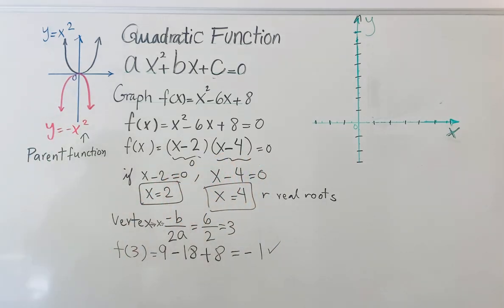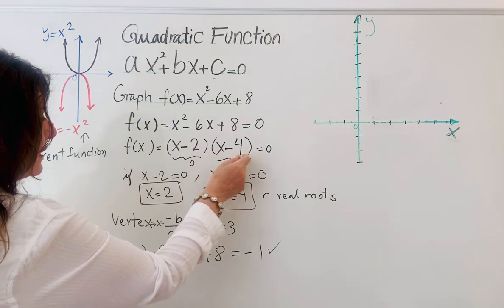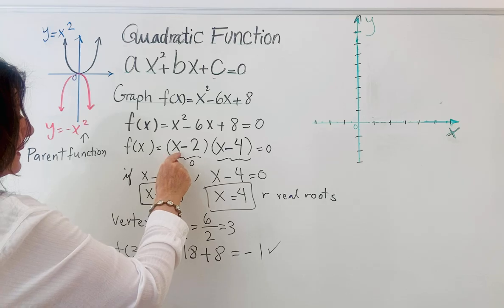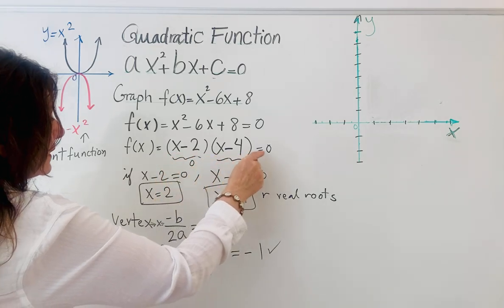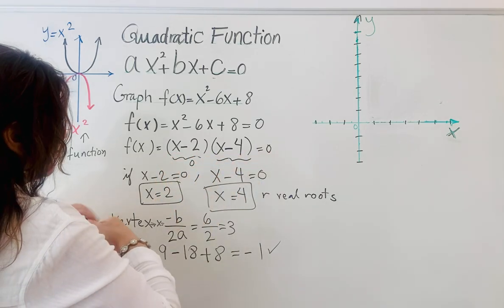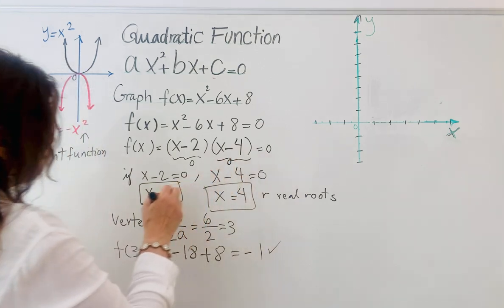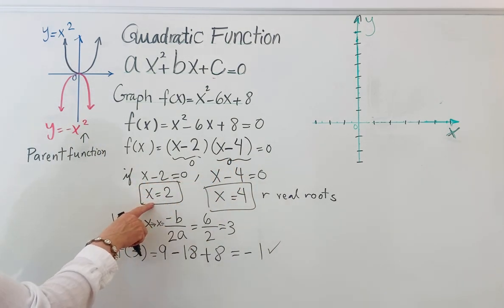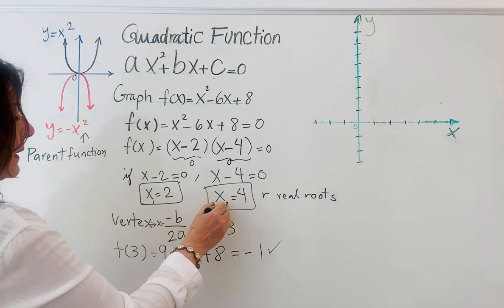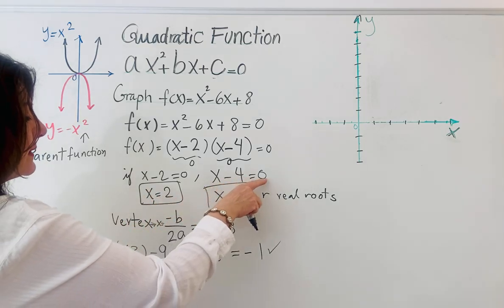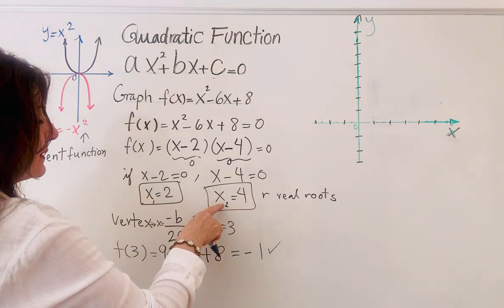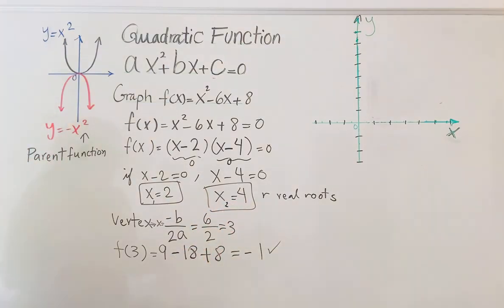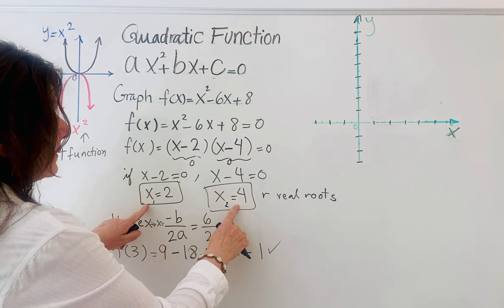And we know, by the zero rule, that if these two factors multiply to 0, the first one is 0 or the second one, or both. Okay, we can set both equal to 0. If x minus 2 equals 0, x is 2, one of the roots. If x minus 4 equals 0, x equals 4. You see that both of them are real roots.